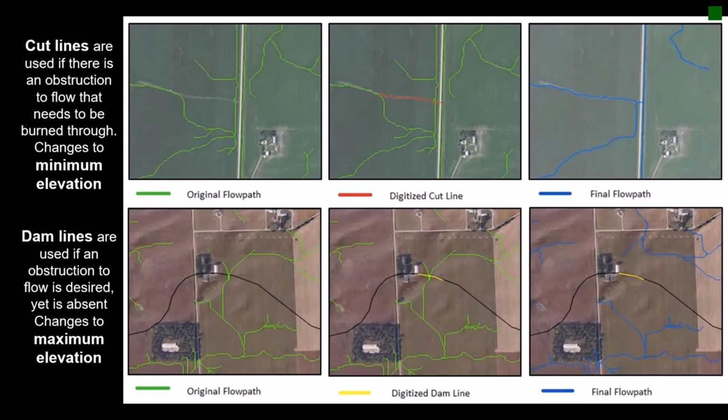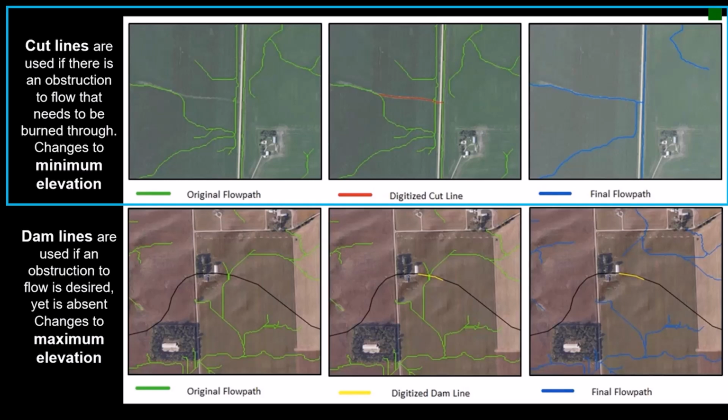As you can see in these examples, we can have errors where flow paths are not flowing in the right direction, or where they're coming into or out of the watershed, which is not desired. Cut lines are used when an obstruction of flow is present within the DEM, and it needs to be burned through to allow the flow to move.